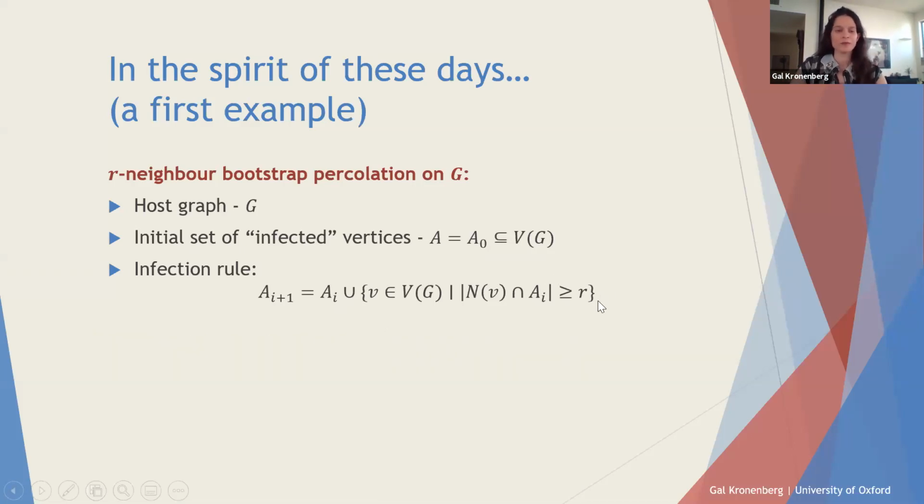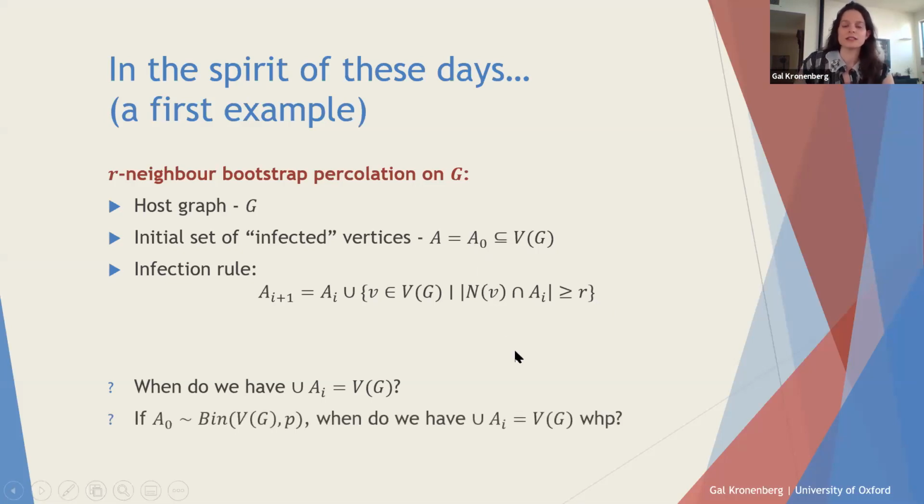questions. Let me just give you some quick examples. One question we can ask is: under which circumstances, or what should A0, the first infected set, be, such that eventually everyone will get infected? We want to understand when everyone will get infected in our population.